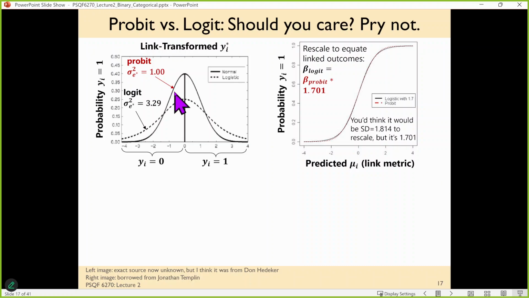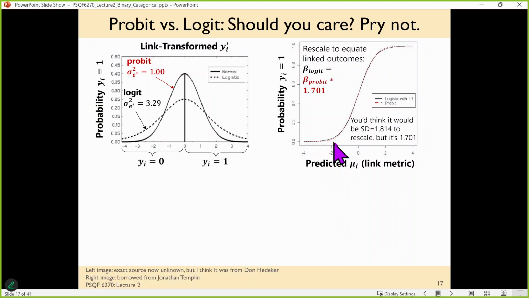So this picture on the left here on slide 17, I stole this a long time ago. I couldn't find the original source, but I'm pretty sure I stole it from Don Hedeker, so thank you, Don. I steal a lot of things from him. He's a very brilliant person and very nice. So this picture overlays the logistic distribution with dotted lines here and the normal distribution with solid lines. So the difference is what the variance is of the pretend underlying distribution we don't actually have. Probit says it's 1 and logit says it's 3.29.